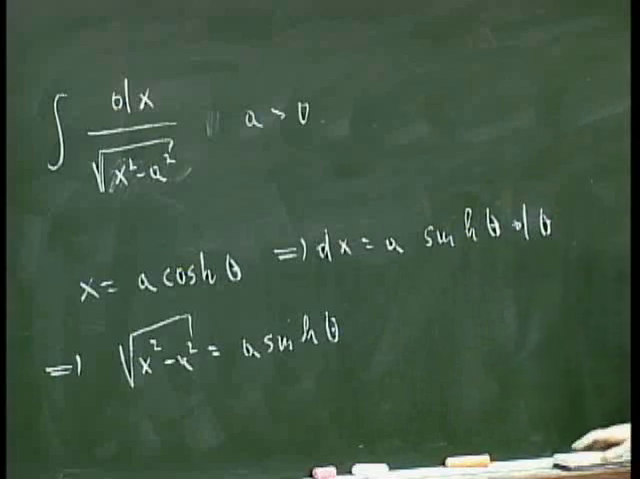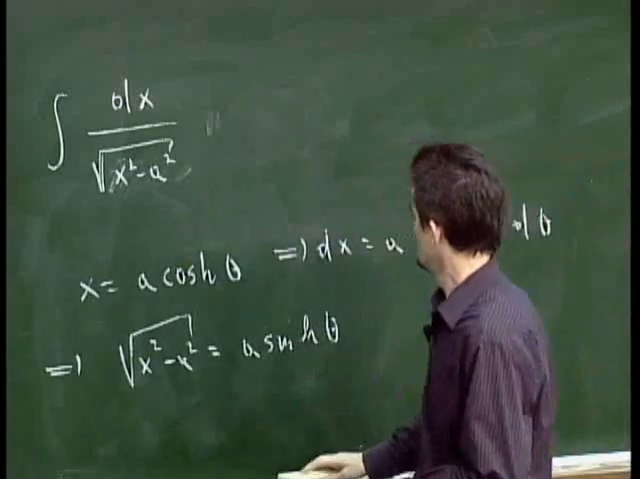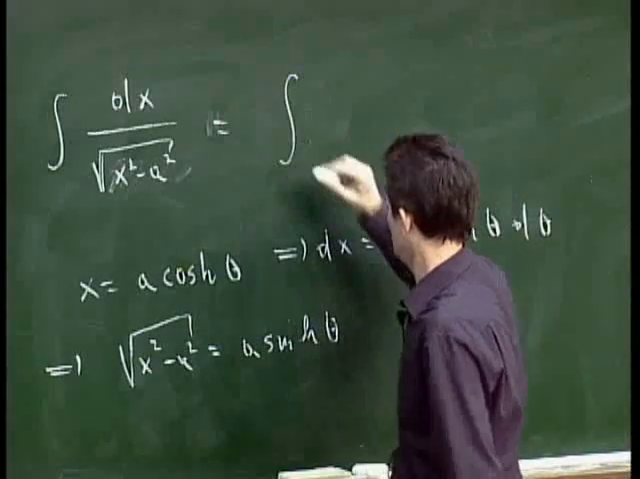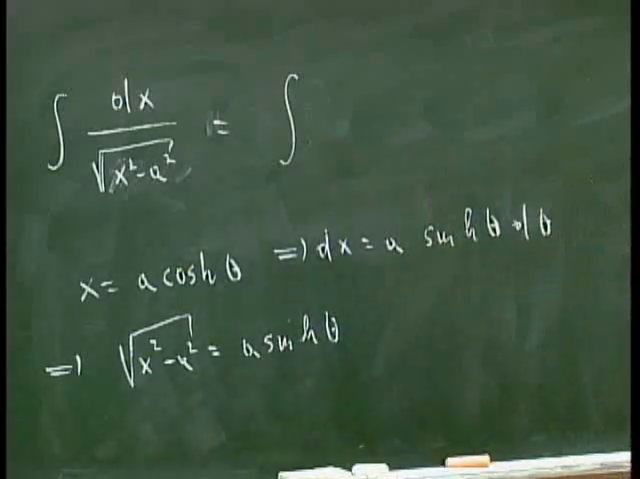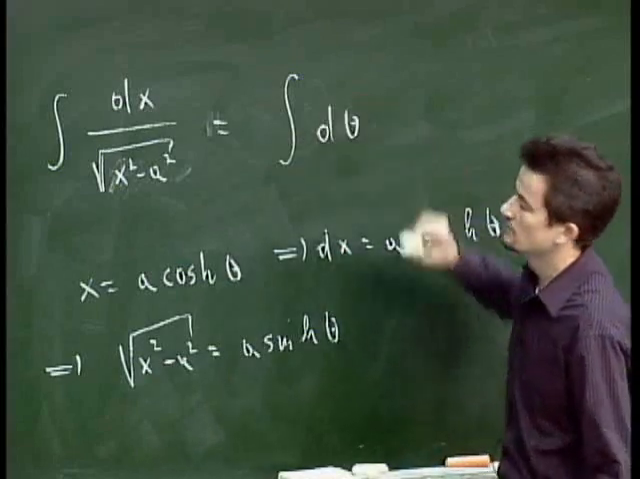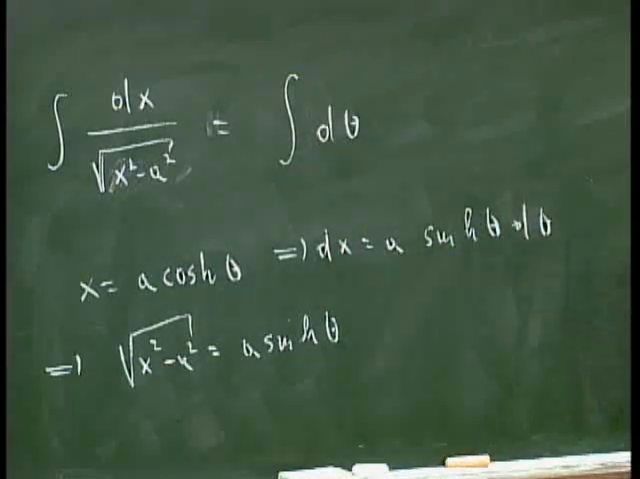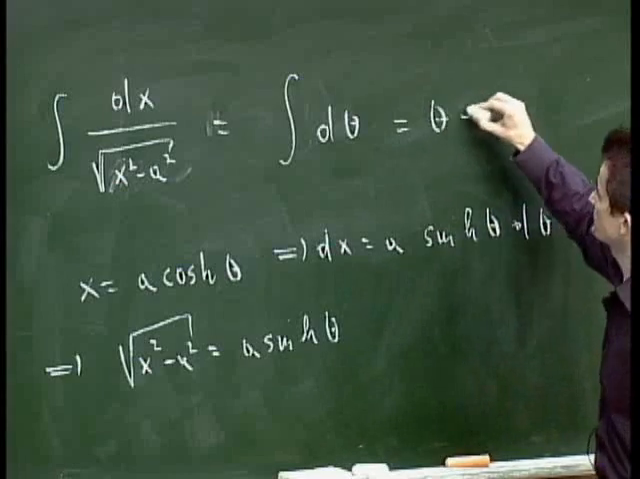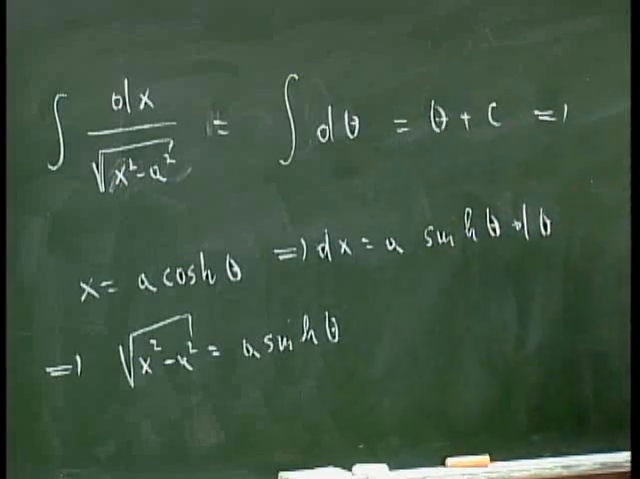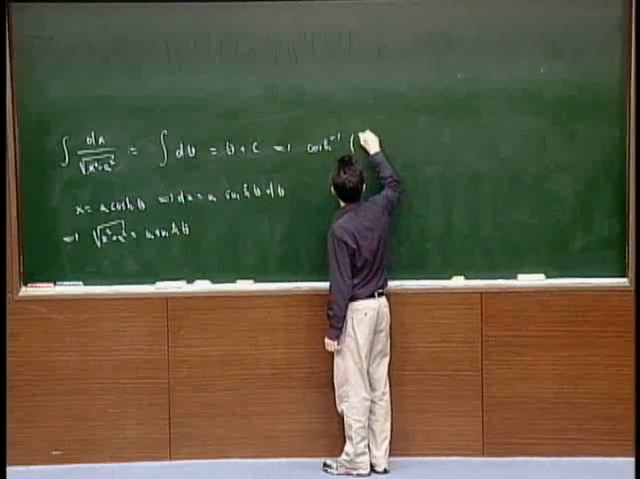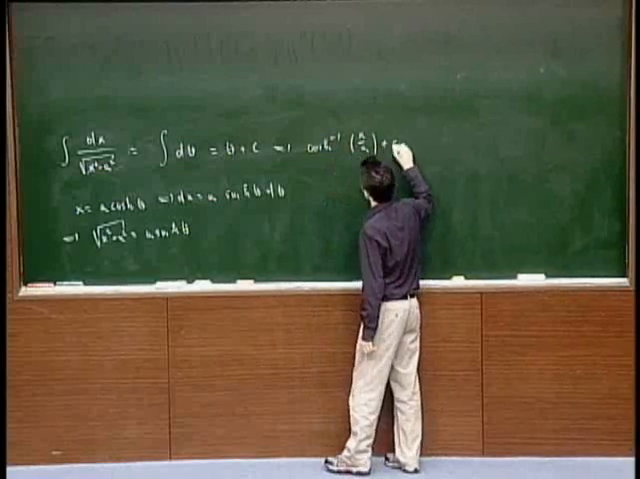So if you plug this in, you see the integral becomes very easy: the integral of d theta. So the answer is theta plus a constant, which is the inverse hyperbolic cosine of x over a plus the constant.